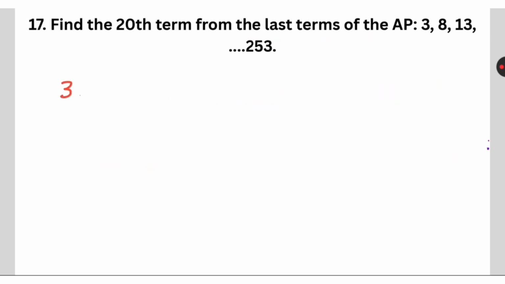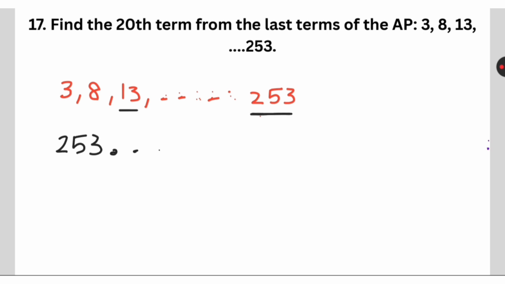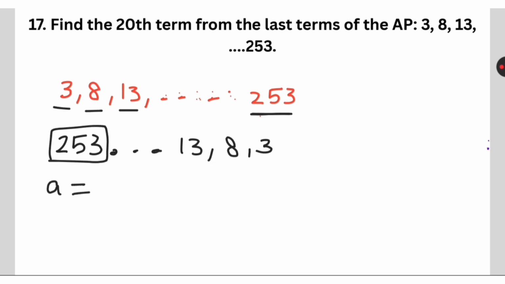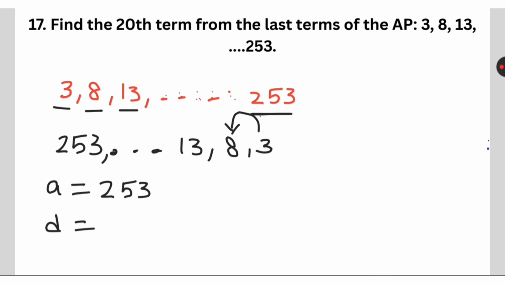So now come to our question. Given 3, 8, 13 and so on, 253. From last, that means you have to write in reverse order. That is, the first term of the reverse order is 253, and so on 13, 8, 3. First term, we know, is 253. And also what we know, common difference. Let's do 3 minus 8, which gives minus 5. So that is our common difference.